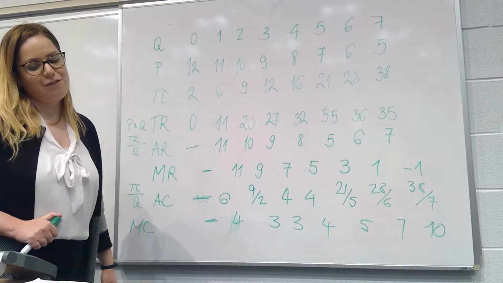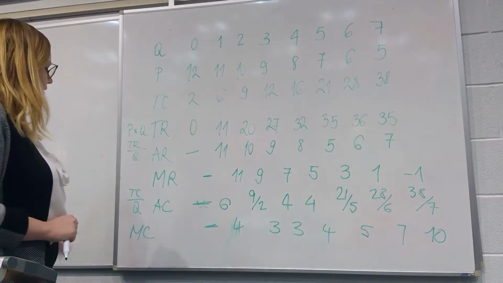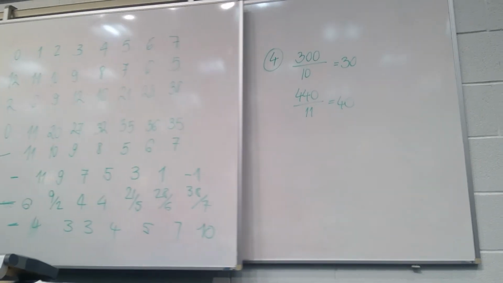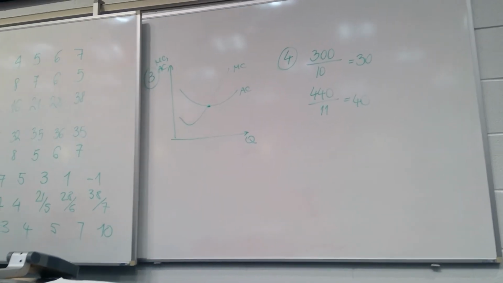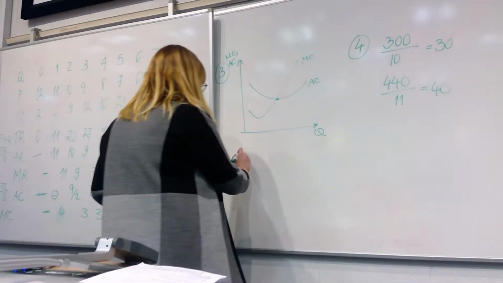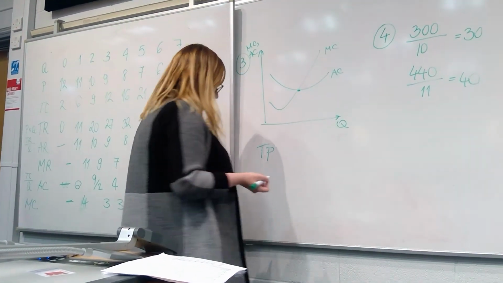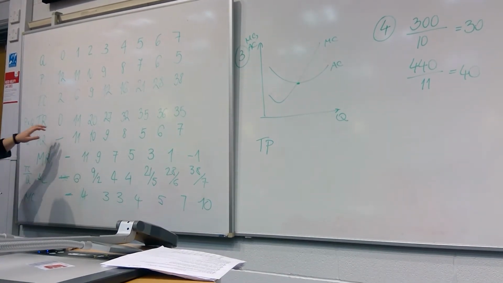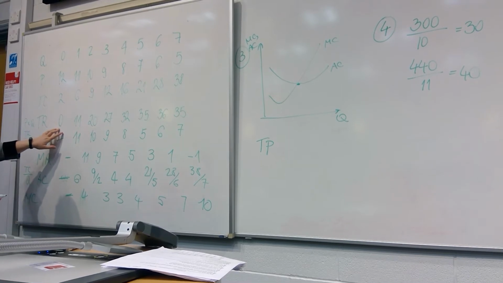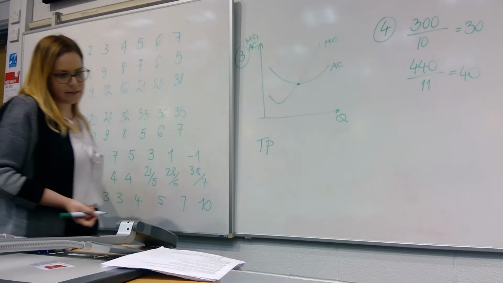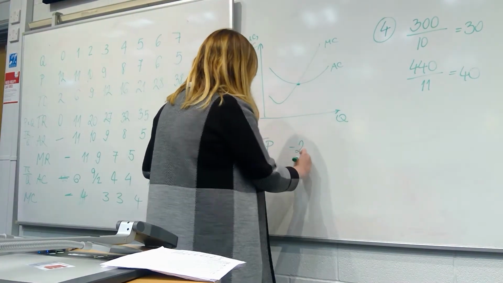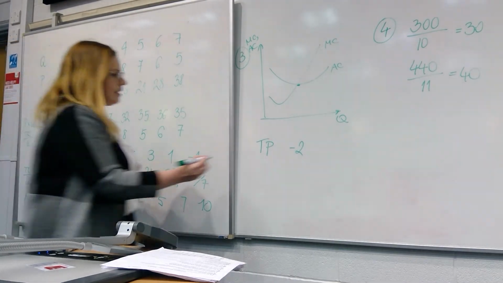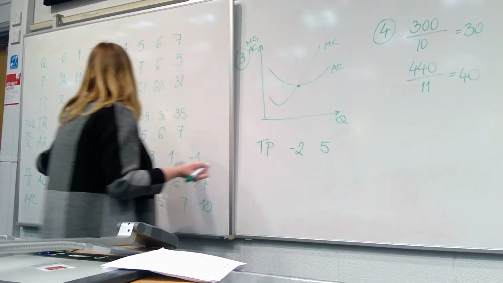And then finally, we have to calculate our total profits and our average profits, which we are going to do on the second bit of the board. So total profits would be total revenues minus total costs. So in the first case, our profit is -2. In the second case, it would be 11 minus 6, which is 5.